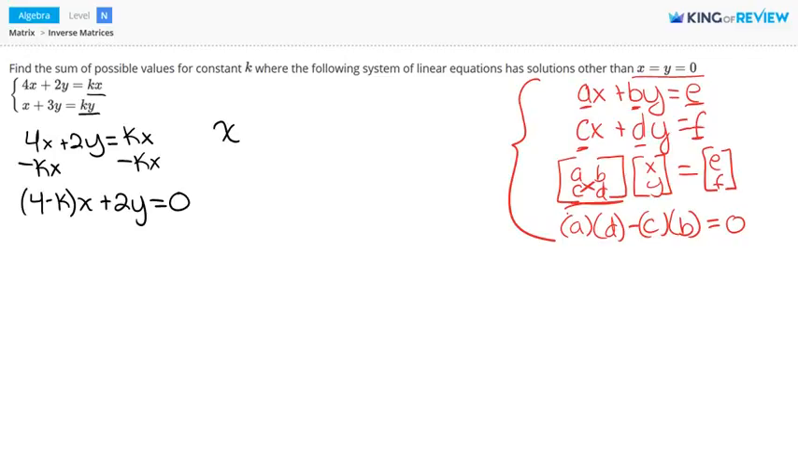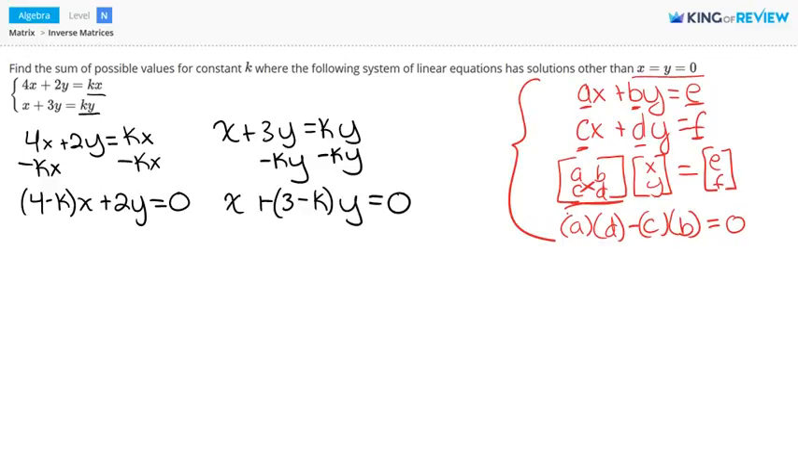And then we have x plus 3y equals ky. We're going to subtract this ky on both sides. And this gives us x plus 3 minus k times y equals 0. So now you can see that these two equations are set up in this format here. So now let's write our matrix equation.